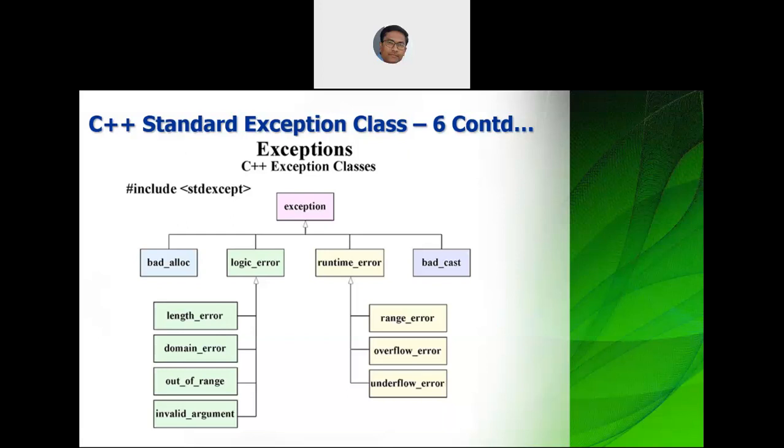Yeah, so there is an exception class. This exception class is a base class. Under this, there will be 4 derived classes to handle these standard exceptions. One is bad allocation, second is bad casting, and they don't have further children. Whereas logical error and runtime error will have further children. In logic error, you have length error, domain error, out of range error, invalid arguments. In runtime error, you have range error, overflow error, or underflow error.